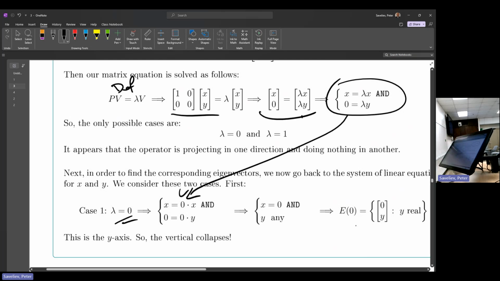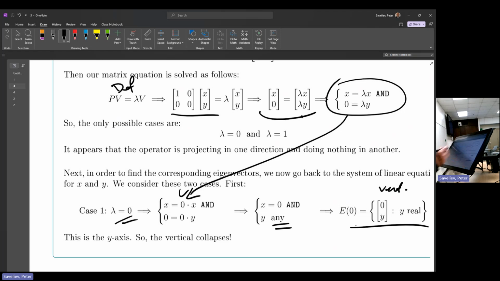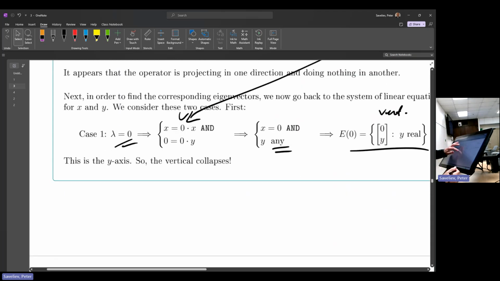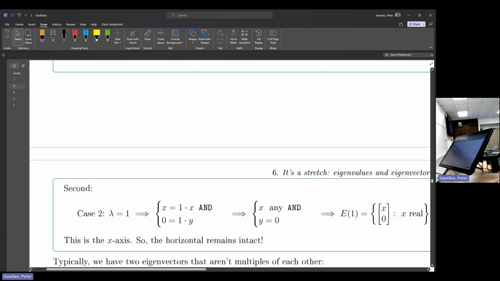Lambda is equal to 0. I have x times 0, so that is satisfied. No matter what y is, it is satisfied. And so that means that my vertical vectors, these are the vertical vectors, are all eigenvectors relative to the eigenvalue 0. Okay, so vertical collapse, as we knew, but nonetheless, we rediscovered it through our algebraic analysis.